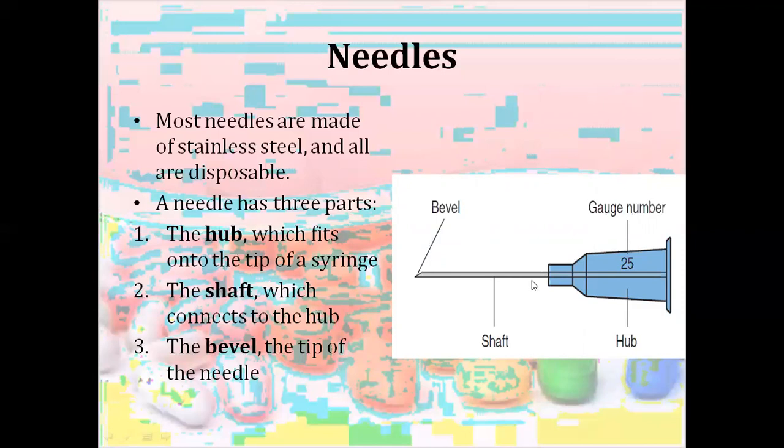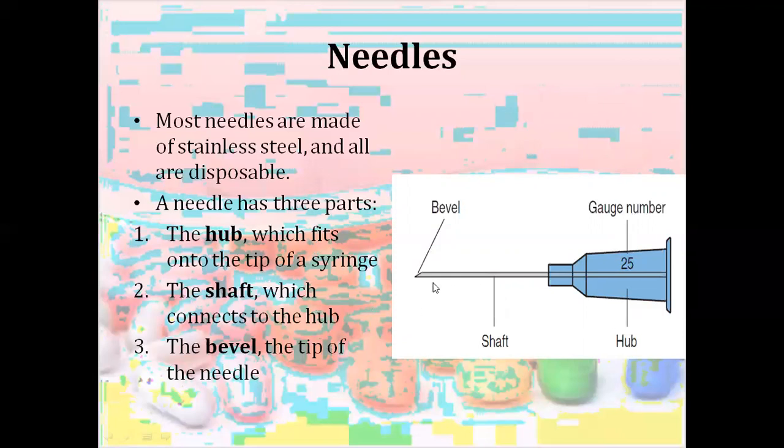हमारा जो syringe है, it is also divided in 3 parts, and the needle, it is also divided in 3 parts. So first is the hub. So this is called a hub. The hub fits onto the tip of a syringe. ये जो hub है, ये किससे connected रहता है? It will be connected with the tip of a syringe. हमारा जो syringe है उससे ये connect होता है.